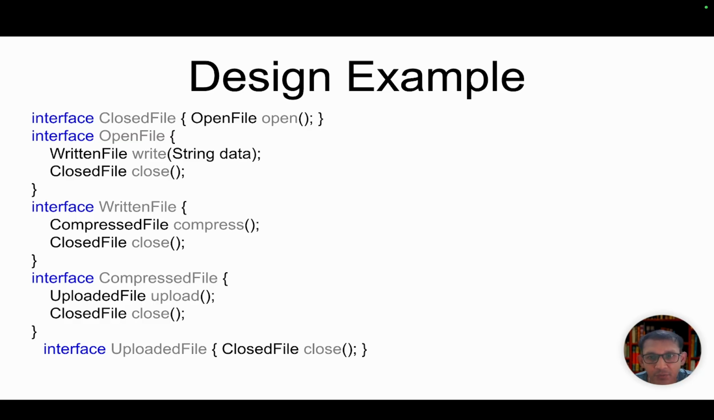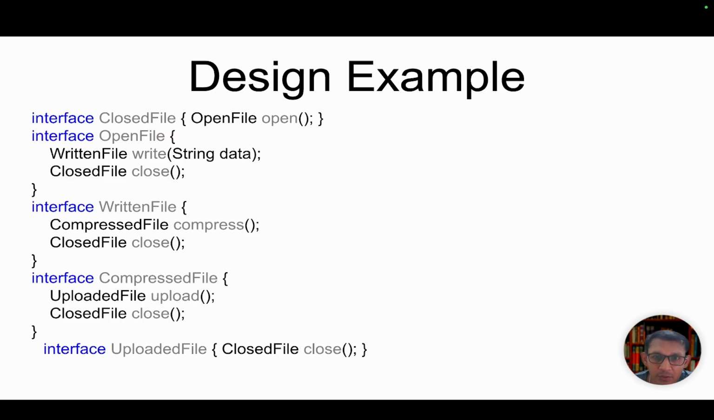The implementation would be a single class implementing all five interfaces, with each method performing the appropriate work and returning the appropriate interface view. The state transitions happen through interface casting with no runtime state tracking required.